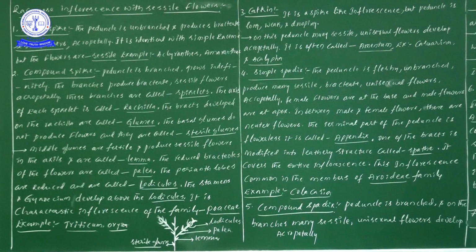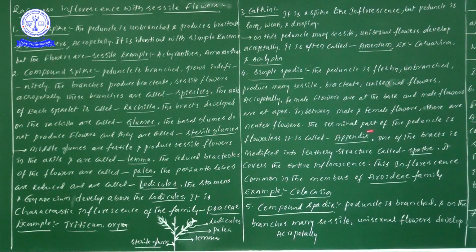Suppose they ask about the arrangement of male and female and one more, neuter flowers: definitely the female flowers will be at the base and the male flowers at the apex. In between male and female, there are neuter flowers. Neuter flowers are present.